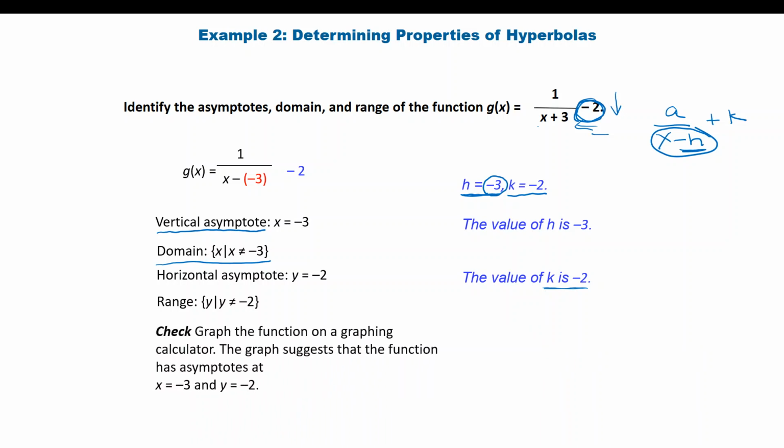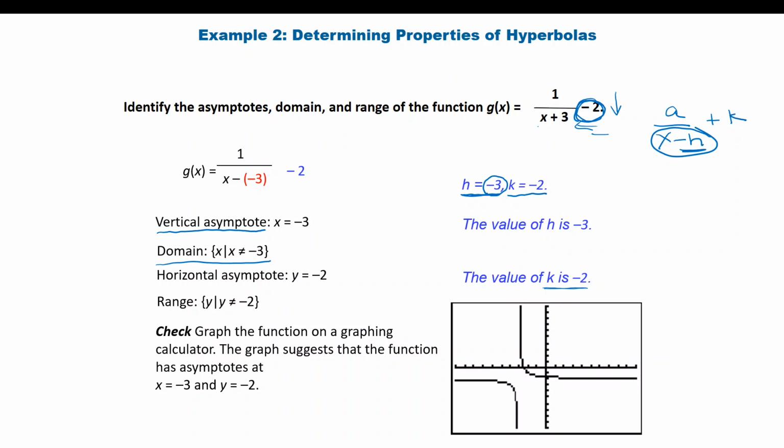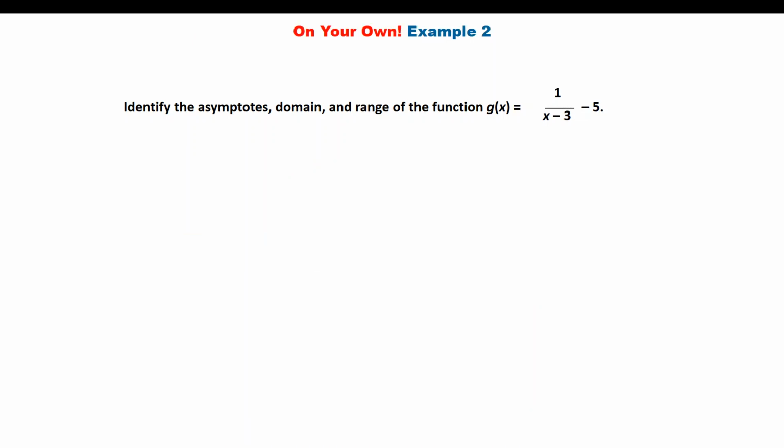All right, and you can check this to make sure you're right. Graph the function on a graphing calculator. And the graph suggests that the function has asymptotes at x equals -3 and y equals -2. All right, and here's what a picture of this would kind of look like. You can see it looks like there might be an asymptote right about here, and also one right in here. Okay, so that's where our asymptotes are. All right, so try this one on your own. Turn your video off and give it a try.